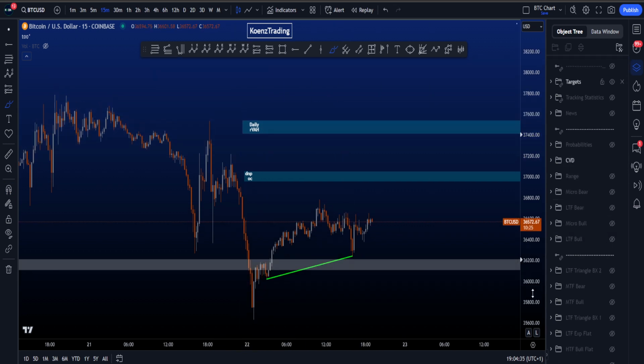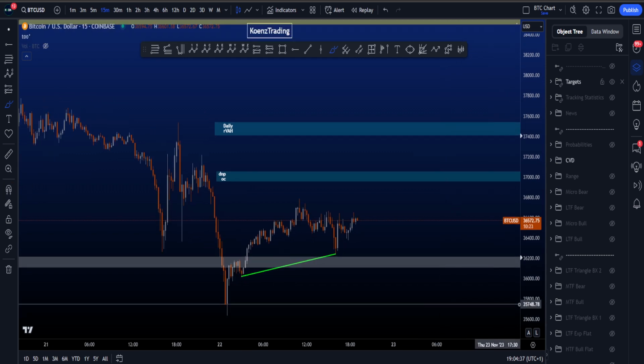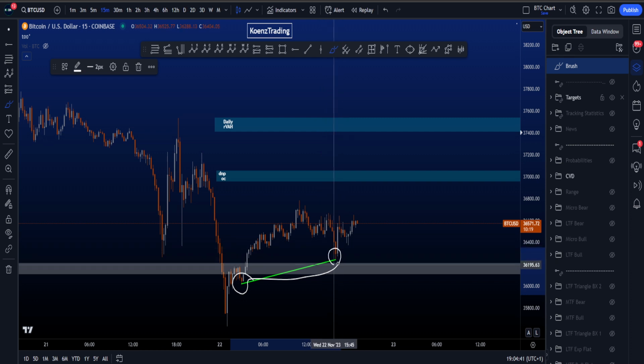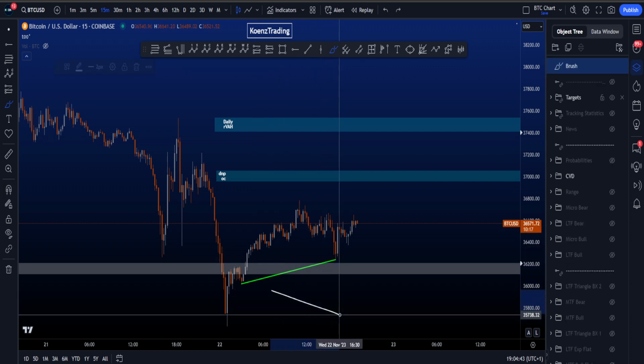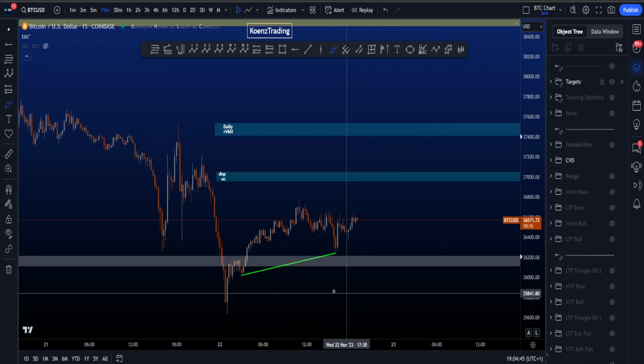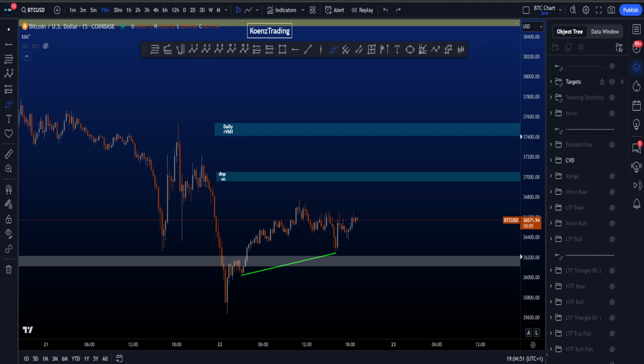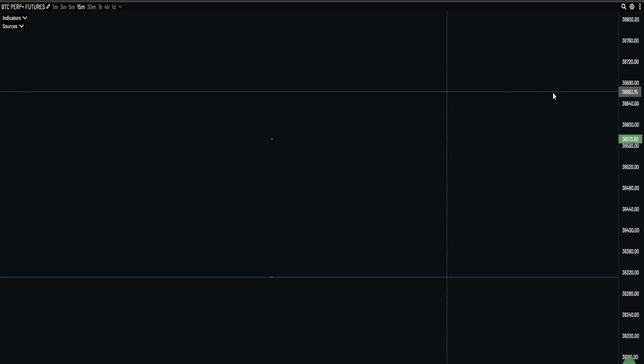Now, if we look at the CVD divergences, we do have a bullish CVD divergence here with this pivot low and this pivot low, higher low in price, lower low on the CVD. Preferably, price makes a bullish CVD divergence with the actual low over here, right? But at the moment, price did not retrace deep enough for that to happen.